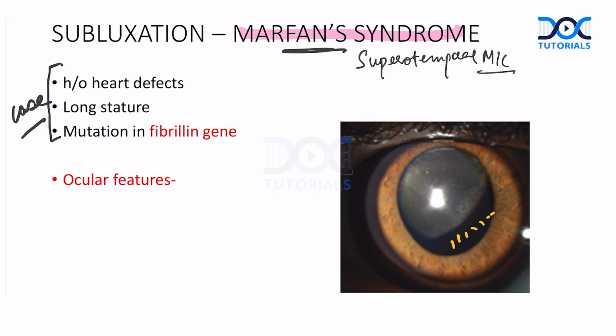What is the case? A young man coming to you with heart defects, Marfans may have regurgitations, aortic, mitral. Patient is having long stature and there's a mutation in the fibrillin gene. So you can have a case-based scenario and suddenly there is a problem in the vision. So understand what is the problem in the vision. Do you think they'll come to you with a loss of vision? No. They will come to you with a diplopia.